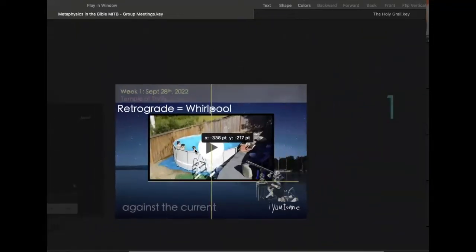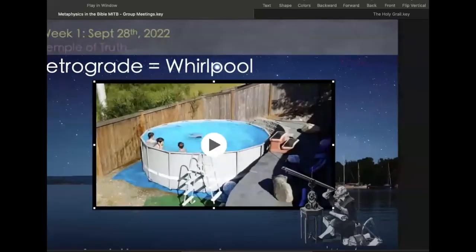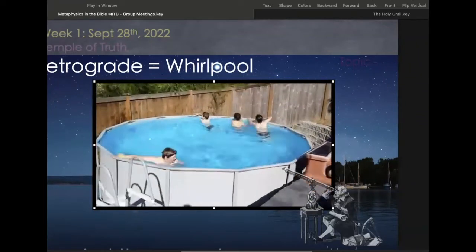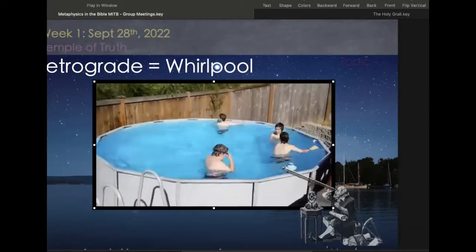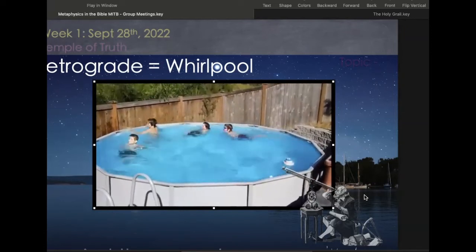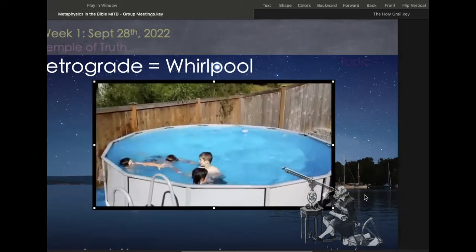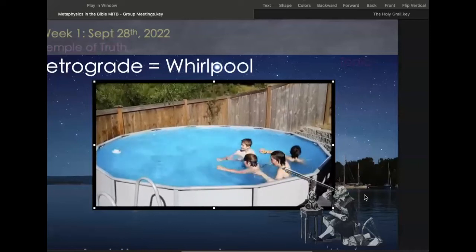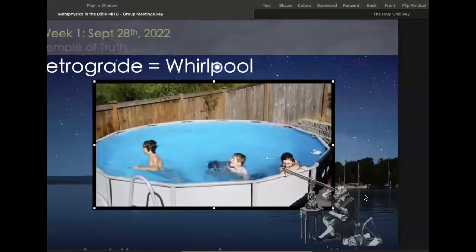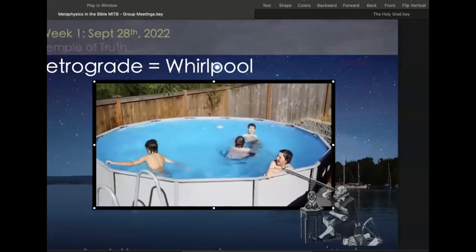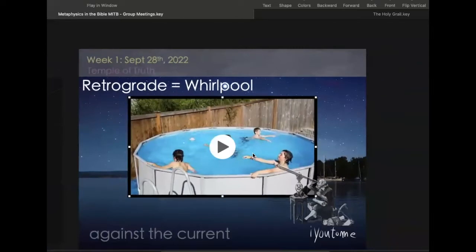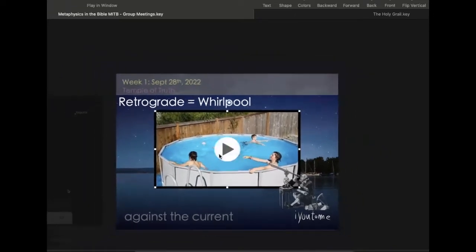So let's bring in this. Did you ever do this when you were a kid, where you swim around in a circle and you get a whirlpool going? And then I'm going to play it from here. Now let's go. So as you notice, it's really tough to swim backwards, because the motion is going on one way. Retrograde motion of the planets is very similar. It's actually a really good analogy.